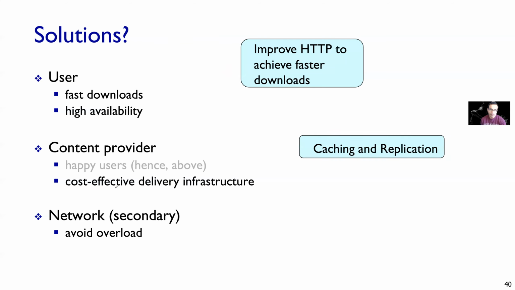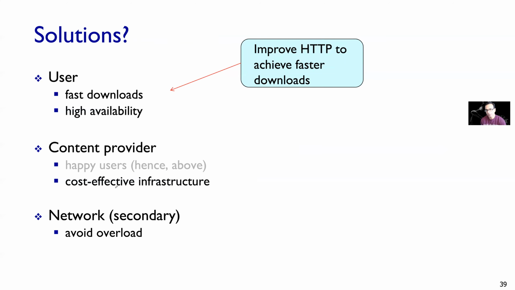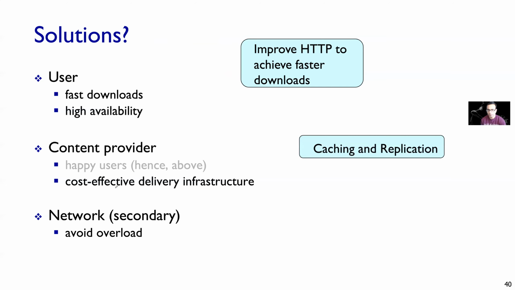So the ways to do this are as follows, and this is what we'll be precisely looking at in the rest of the lecture and even next week. So firstly, how do we improve the HTTP protocol itself to speed up the downloads? Then we'll be looking at caching, which is something that can help get the content closer to the users. This certainly keeps the users happy because they can access the content faster. It ensures the content is available, and it also reduces the load on the network, right?